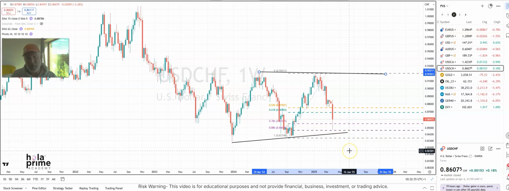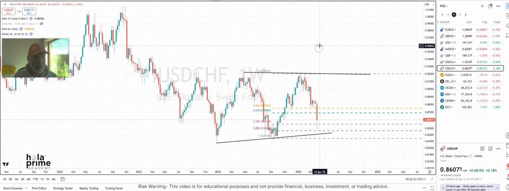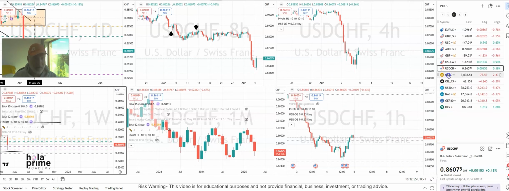So I'll be wary if I was a seller of dollars or a seller of dollar Swiss. I think even if we get down to this sort of trendline support, we'll then get a period of consolidation. When we look at Nasdaq, US 30 again, that will become a little bit clearer with regards to risk on, risk off.